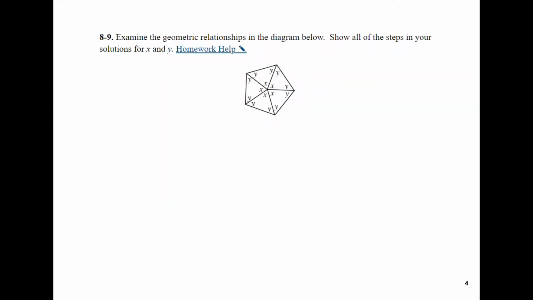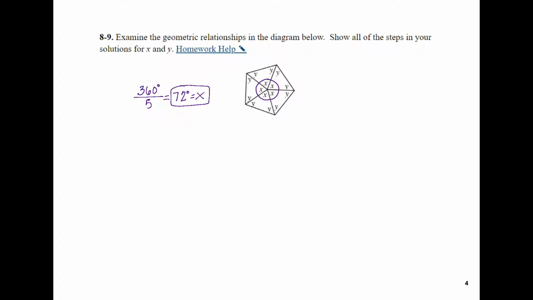Examine the geometric relationship in the diagram below. Show all of the steps in your solution for X and for Y. So looking at all of these angles for X in this pentagon, I know that a circle adds to 360 degrees. So if we take the circle, 360 degrees, and divide it by the number of triangles, which is 5, we get x to equal 72 degrees. So the interior corresponding angles are 72 degrees.